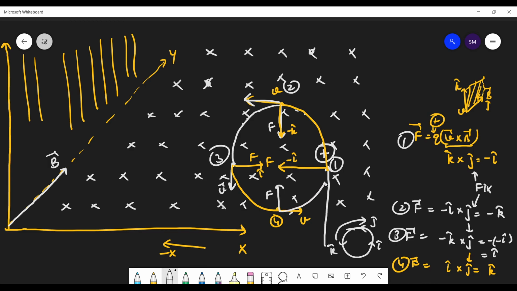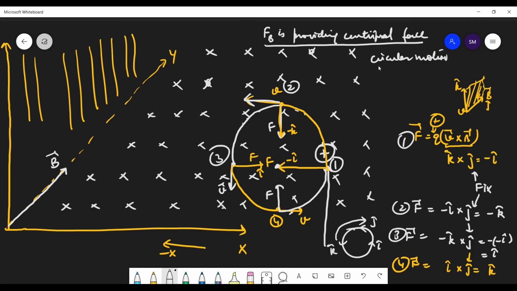So you can see that there will be circular motion, students. And the force is the centripetal force. And who is providing this centripetal force? It is the magnetic force. So the magnetic force is providing the centripetal force, and you will have a circular motion. So a very important diagram, students. I hope this is clear to you. Okay, we'll proceed further.